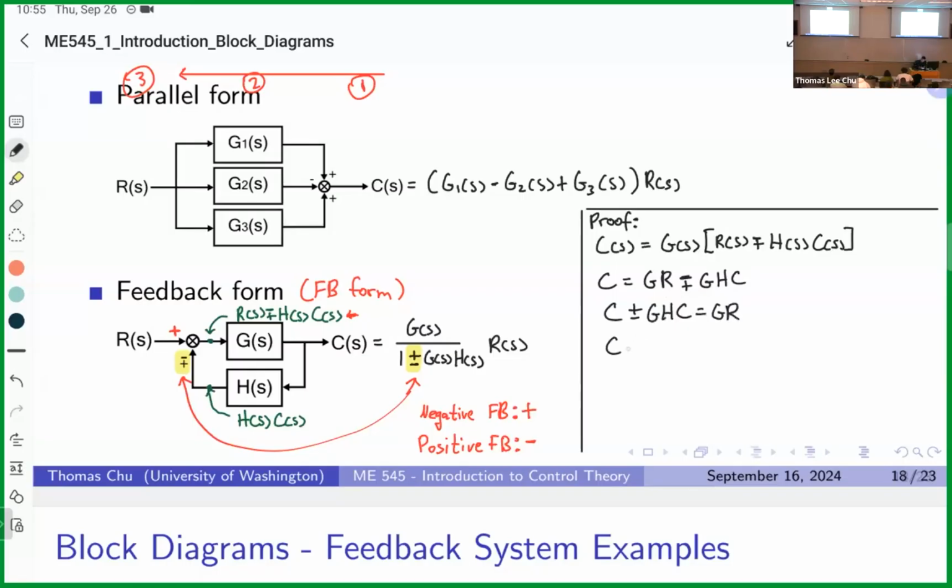Then we can pull the C out, and then we get 1 plus or minus GH is equal to G times R. And then finally, when we divide both sides, we get G over 1 plus or minus GH multiplied by R. And that's how you get the feedback form.